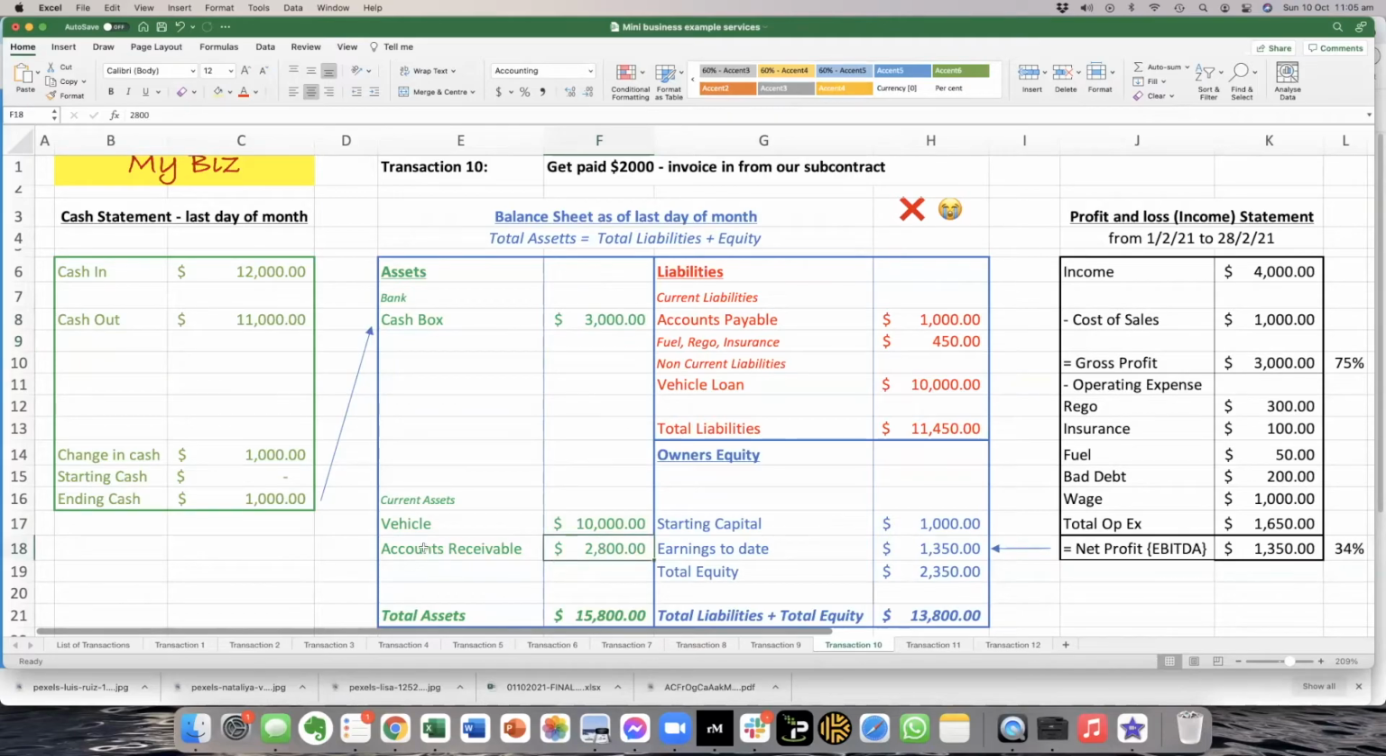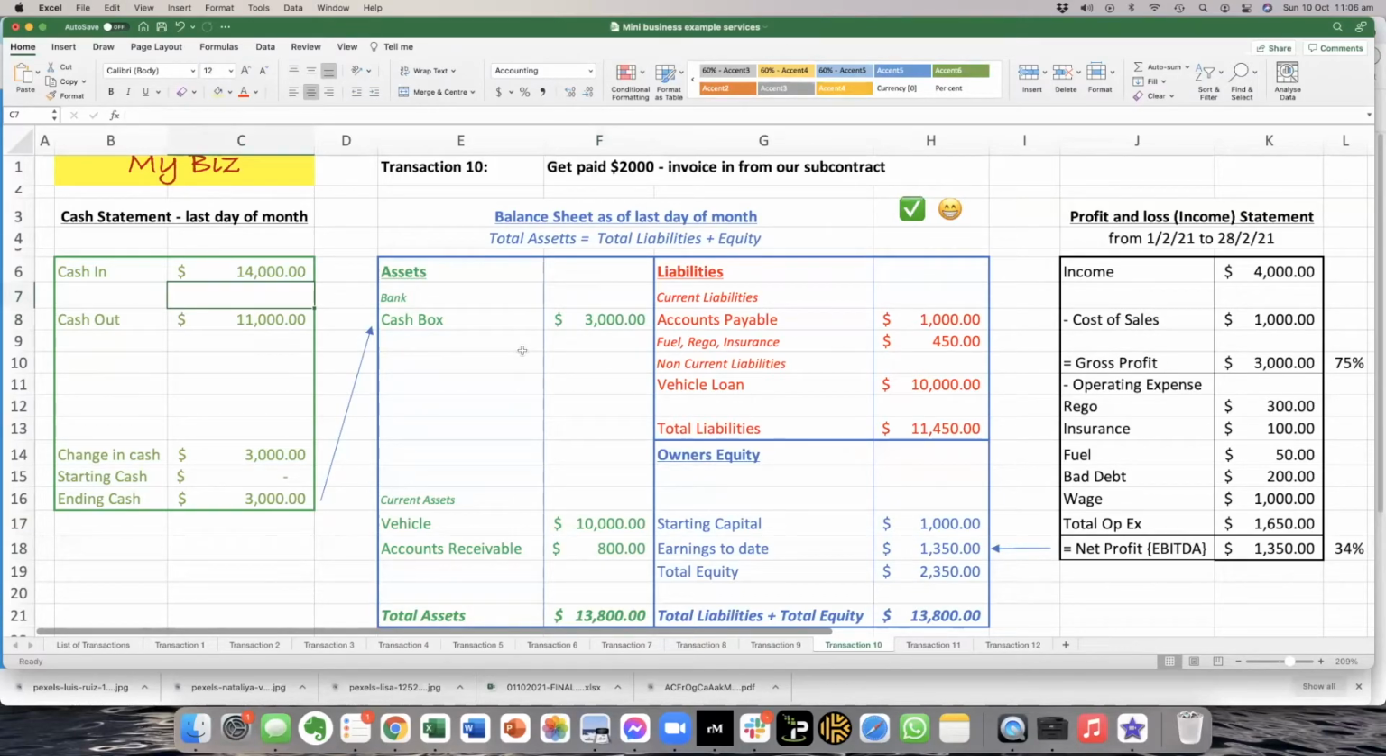However, our accounts receivable now gets reduced. So we take 2,000 off this, it goes down to $800. And boom, we're back in balance. We've had 2,000 come in because you can see our ending cash here and our cash box are out of balance. So we're going to add 2,000 to our cash in because we had an additional 2,000 come in. That takes us to 14,000 and we're back in balance. So our balance and financials are all in alignment.